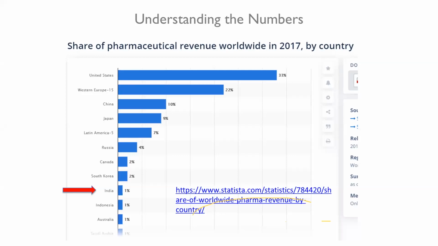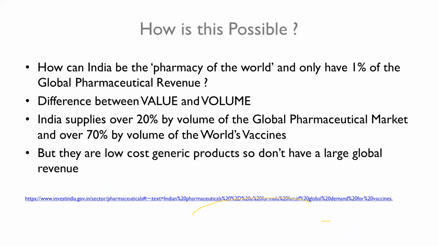And this is a common misunderstanding when we use values instead of volumes. We have to clearly understand the difference between value and volumes. And that's a problem because most of the Western literature, most of the Western statistics are based around values. In fact, India supplies over 20% by volume of the global pharmaceutical market and over 70% by volume of the world's medicines. But these are low-cost generic products. They don't have a large revenue. So on the value, it doesn't show up. But on the volume, it's huge. And understanding this fundamental difference helps us to understand the supply chain and the role that India can have in the supply chain.